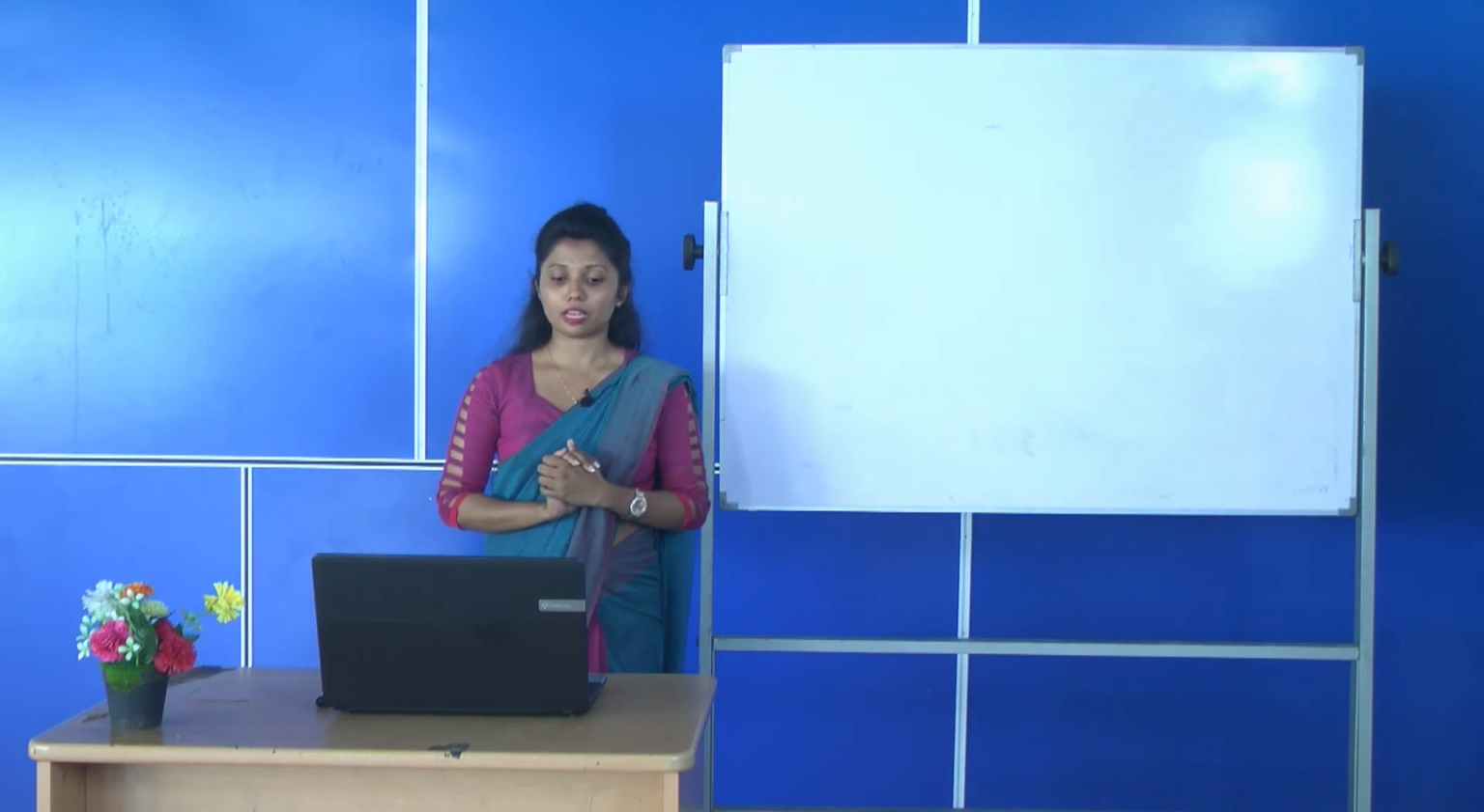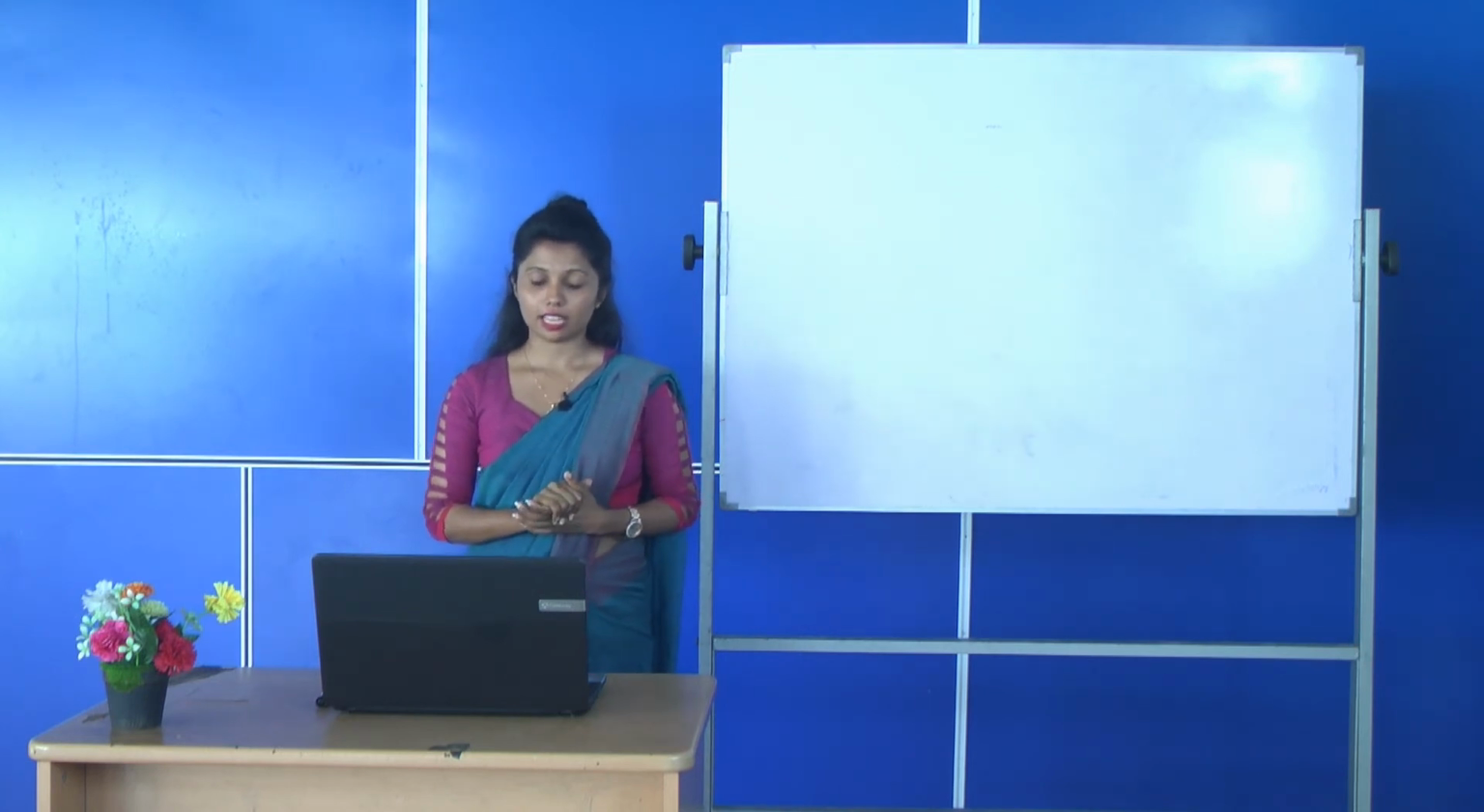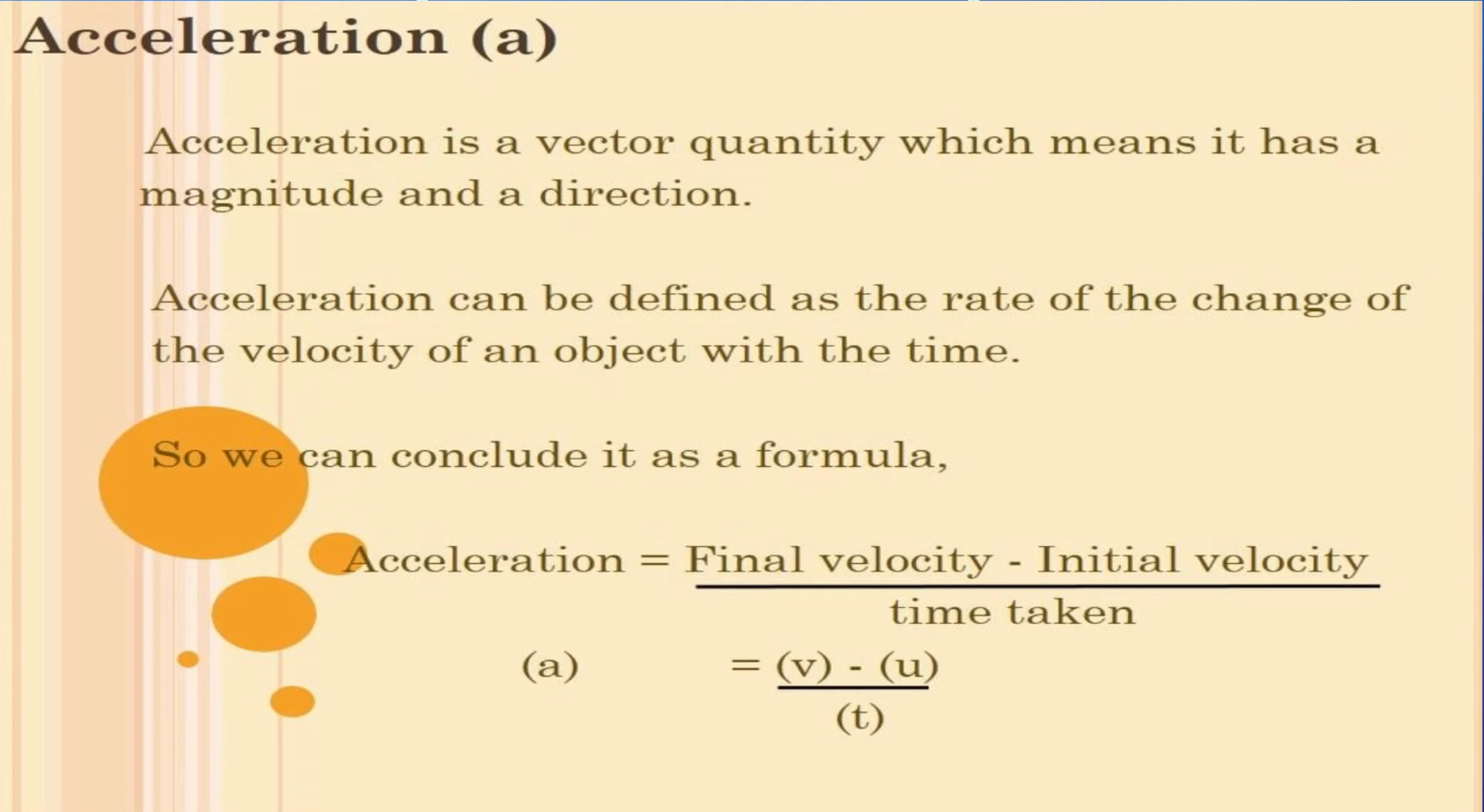And the next topic that we are moving to is acceleration. Acceleration is simply denoted by the letter A. Acceleration is a vector quantity, which means it has a magnitude and a direction as well. Acceleration can be defined as the rate of change of the velocity of an object with time. So we can conclude it as a formula: acceleration equals final velocity minus initial velocity divided by time taken.